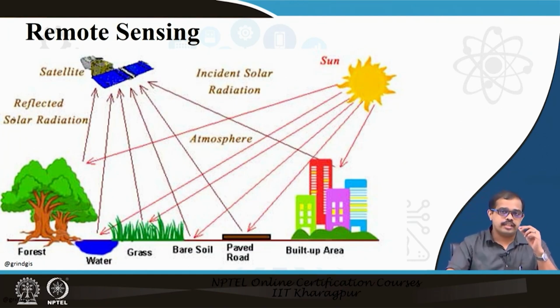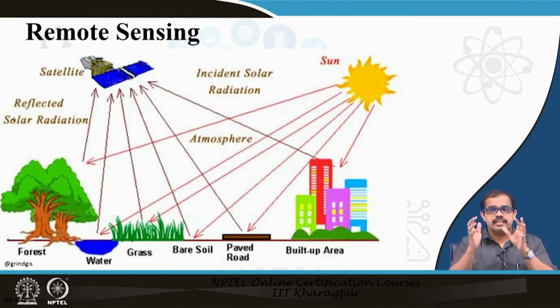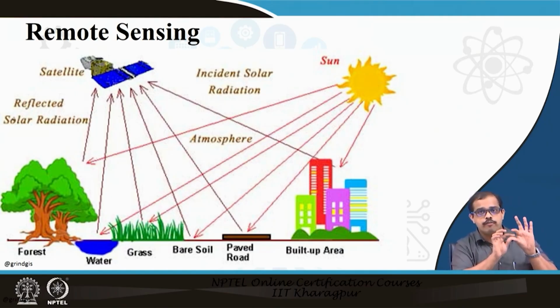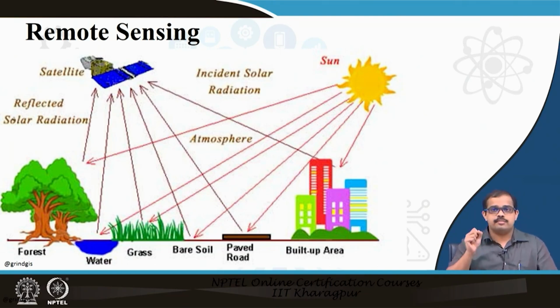The reflecting ability is very different for each and every surface or object on the earth surface. The amount of reflectance that reaches the satellite is then captured by the sensors on board the satellite. This is then converted from an analog form to the digital form and given to you as data. When the data is sensed by the sensor, it is normally in the analog form.